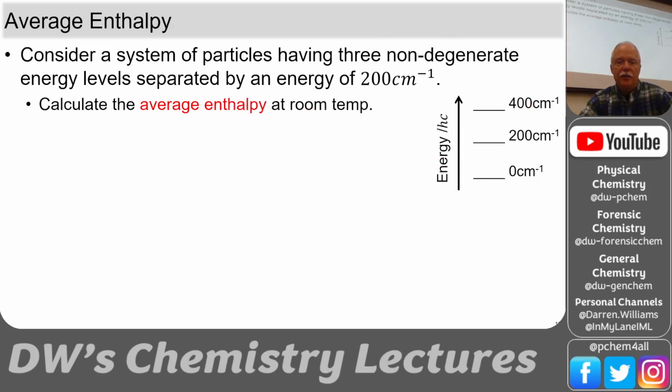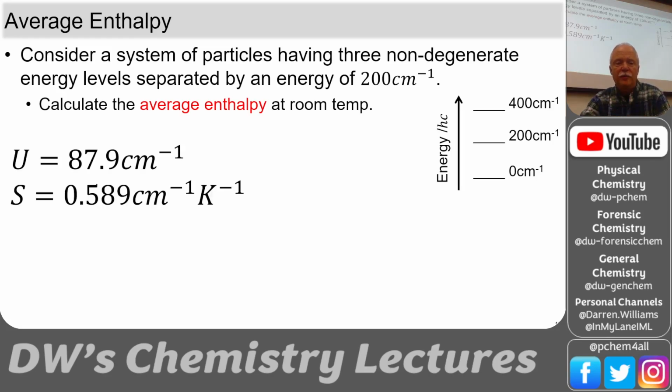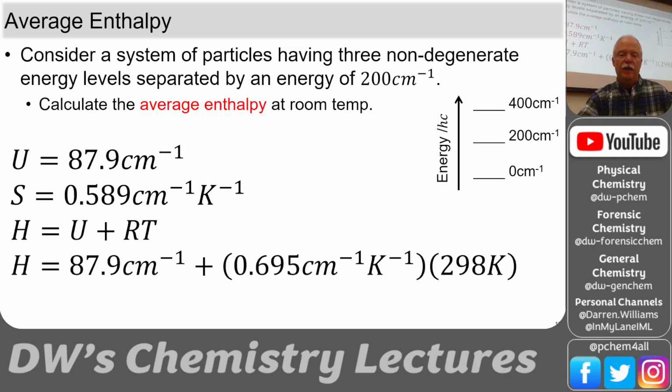So let's calculate the enthalpy. Here's our internal energy. We don't need the entropy for this one, but I just have it listed. Here's the equation for enthalpy, U plus RT. Once again, we have to pay attention to the R that we use. It's in there sort of as a placeholder to show either k or R or k over hc. In this case, we're using k over hc instead of R.